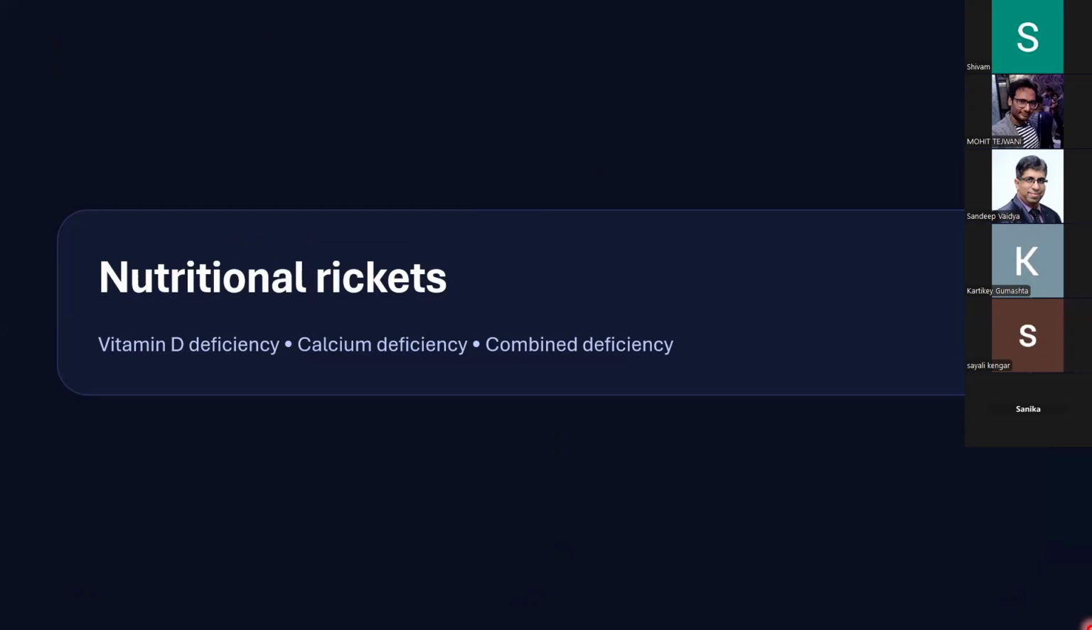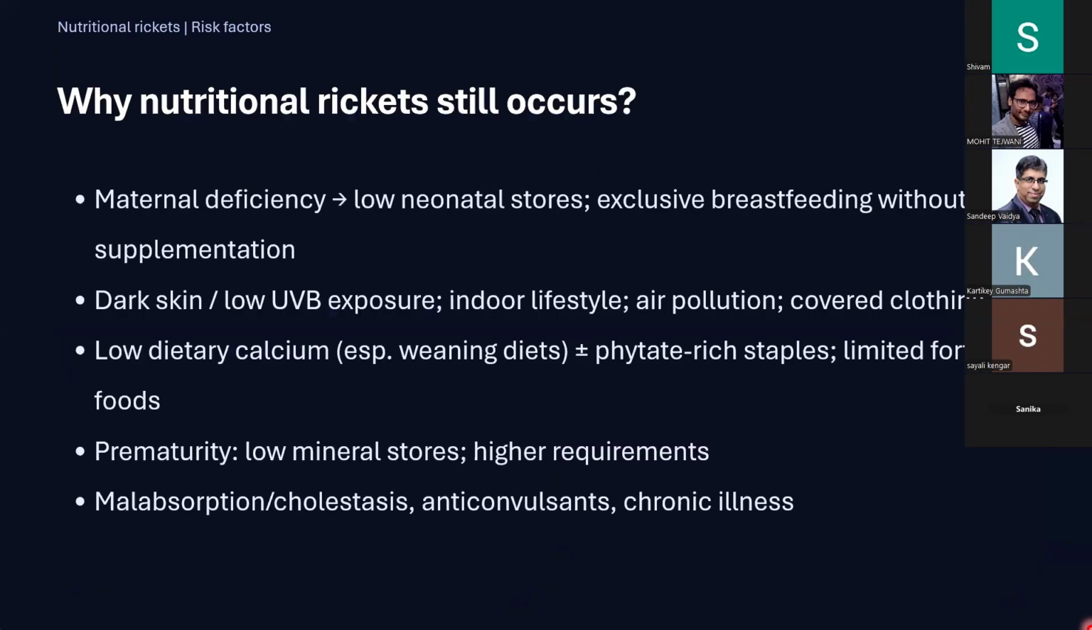We'll dive in further into the nutritional types of rickets. Why does it occur even in today's era? So the basic causes can be maternal deficiency, which causes low neonatal stores, and mothers being unaware, as we've seen, do exclusive breastfeeding without supplementation. Dark-skinned individuals with low UVB exposure are at a higher risk for rickets. These days, indoor lifestyles, bad air pollution, and covered clothing can all be risk factors for nutritional rickets.